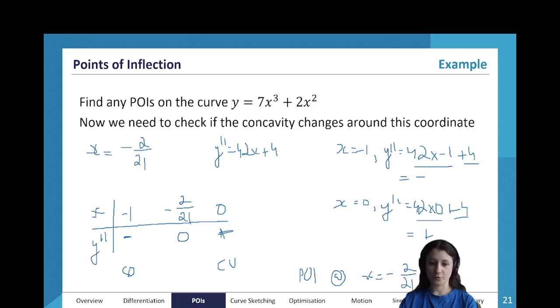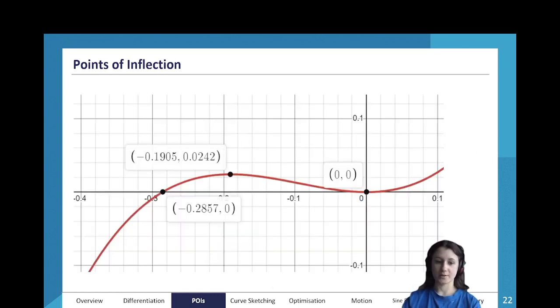So just for your information, what you'll see if the second requirement isn't satisfied is you'll see a negative here and a negative here, or a positive here and a positive here. It won't be negative, 0, positive, it will just be a negative on either side, or a positive on either side, right? The concavity won't change. But here, because it's negative on one side and positive on the other, that means that our requirement is satisfied.